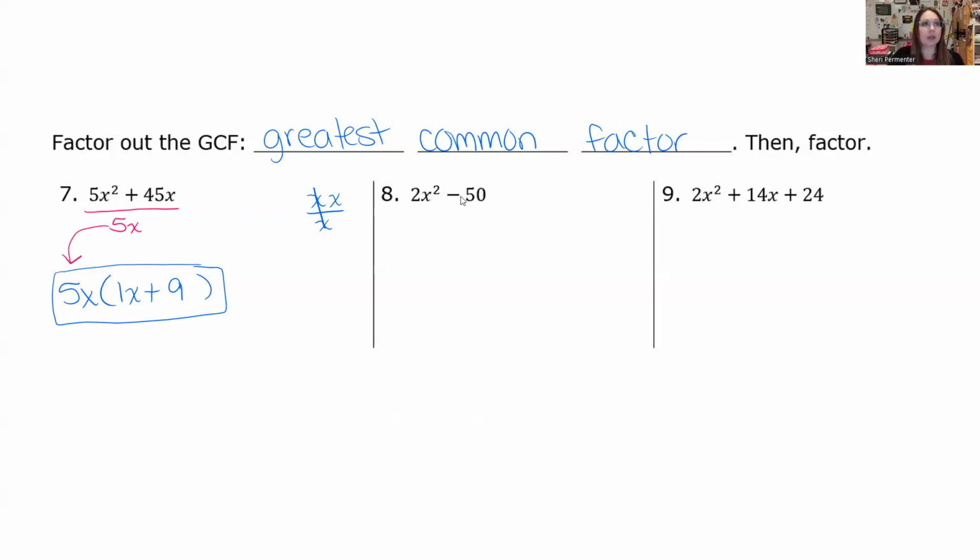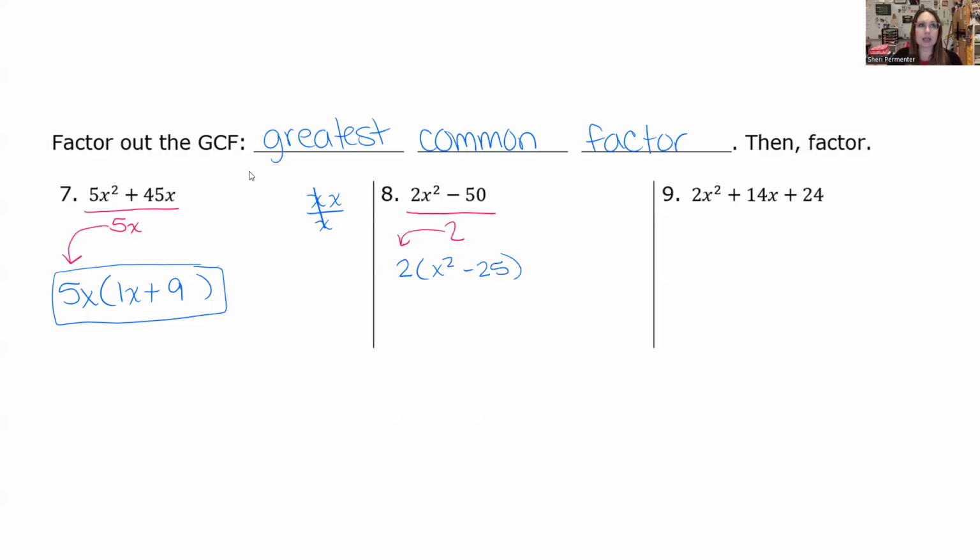Next problem. So I'm going to do the same thing. What can divide into both 2 and 50? They're both divisible by 2, so I can pull out a 2. They don't both have an x, so I can't pull an x out this time. So out into the front is going to come a 2. And then I'm left with x squared minus 25.